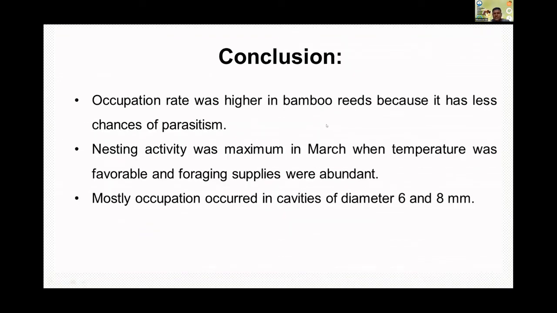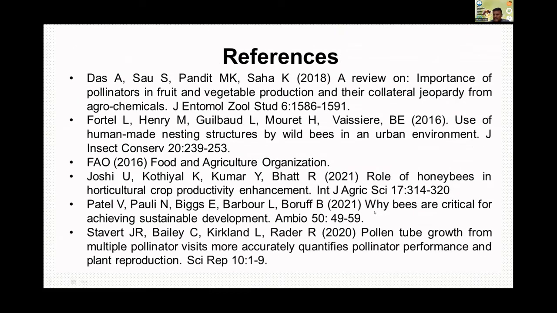Then occupation rate was higher in bamboo as compared to the other materials, since, as we saw, there were fewer chances of parasitism in bamboo as compared to the other nesting materials. Moreover, the nesting activity was maximum in March, when the temperature was favorable and foraging supplies were abundant. Mostly occupation occurred in cavities of diameter 6 and 8 millimeter. So these are the references that were used in this study.